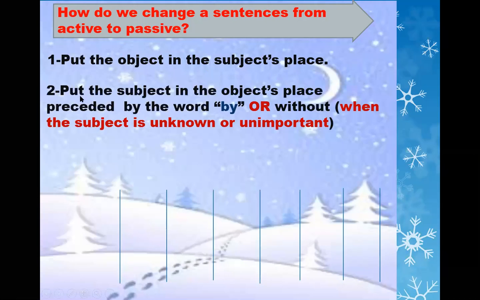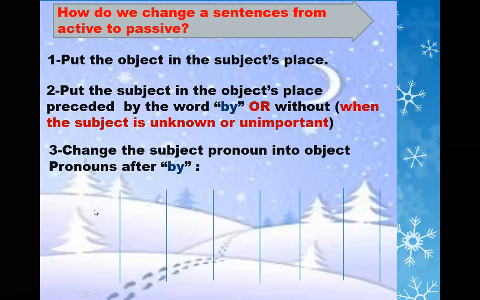The second step is to put the subject in the object's place, preceded by the word "by". When the subject is unknown or unimportant, it's not necessary to mention it. So "by" plus the subject is optional; you can say it or not. How can we change the pronouns? Change the subject pronoun into an object pronoun like this.